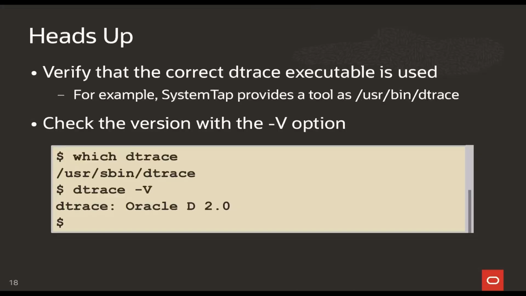How do you run DTrace? First, a big heads up. Verify that the correct DTrace executable is used because SystemTap provides a tool that lives in /usr/bin and it's called dtrace, but that's not the DTrace that we're talking about here. So make sure that you pick up the right version. You can use the which command as is shown here to make sure that it's the DTrace from /usr/bin that you're going to use, or you can use the capital V option to check the version number and that you have the correct DTrace. Make sure to do that because in the past some people have fallen into that trap. They thought they were using DTrace, but they were not really using the DTrace that we talk about today.